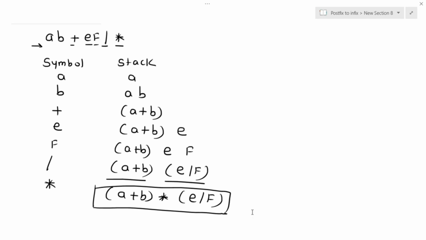Now let's see one more example. The example is given: A B minus D E plus F multiplication division. Okay, make two columns. The first one is symbol and the second one is stack. We are going to scan all the symbols starting from left to right. First symbol is A, it goes into the stack. Then it's B. So in stack we have A, B.